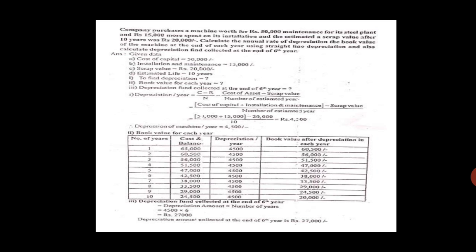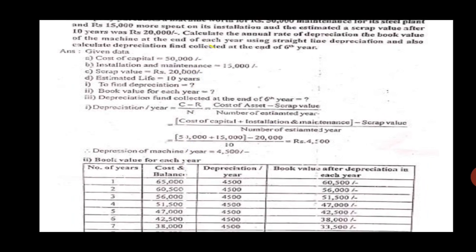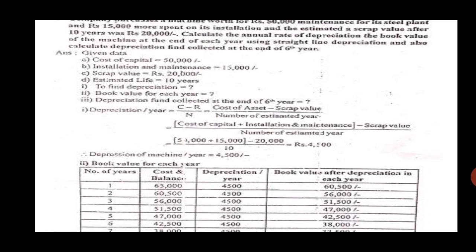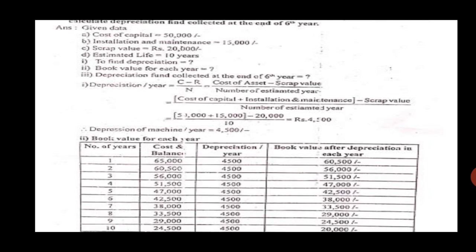So it is a very simple and straightforward question. You can see cost of the equipment, that is 50,000. That is a capital cost. The first cost is always called as capital cost. That is 50,000 rupees. Then installation and maintenance, that is again 15,000 rupees. Scrap value is 20,000 rupees at the end of 10 years. Estimated life is 10 years. Then you have to find out the depreciation. Second, find the book value for each year.